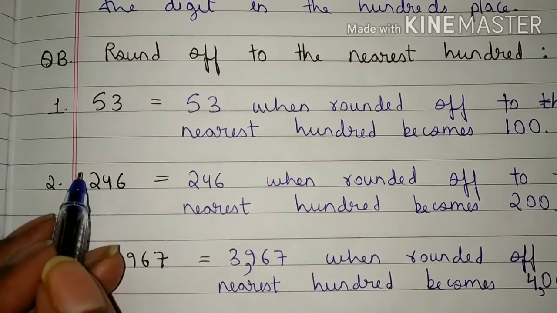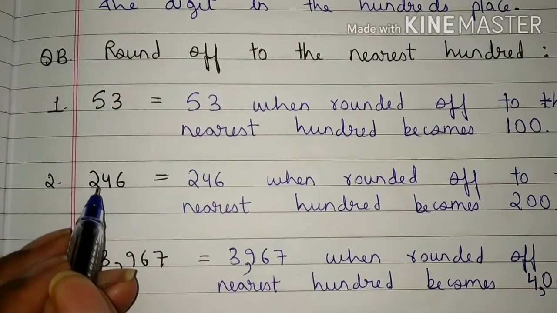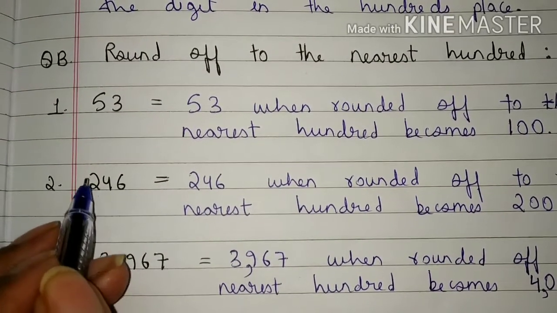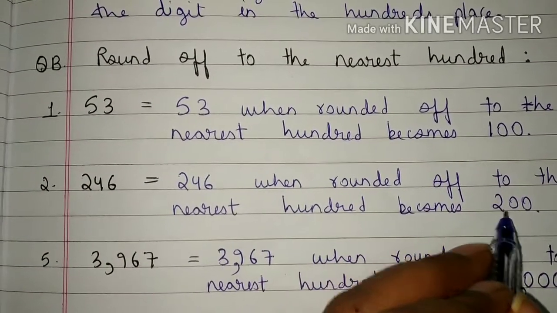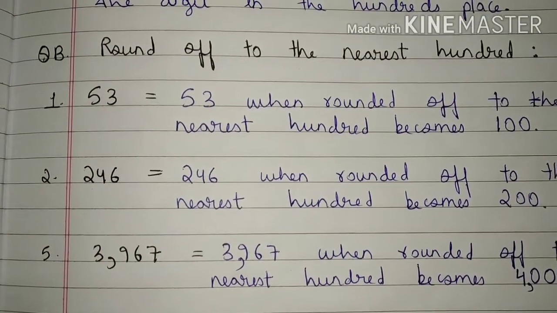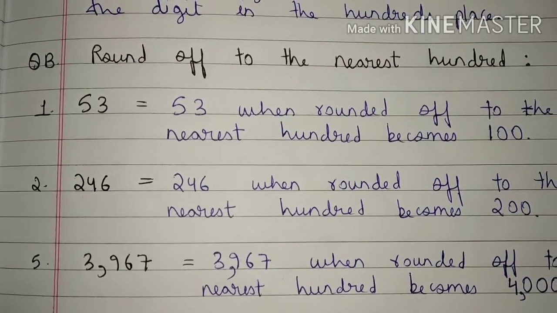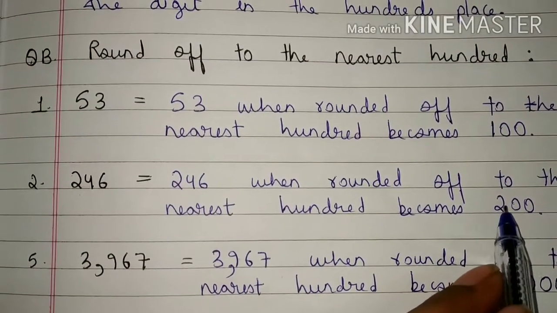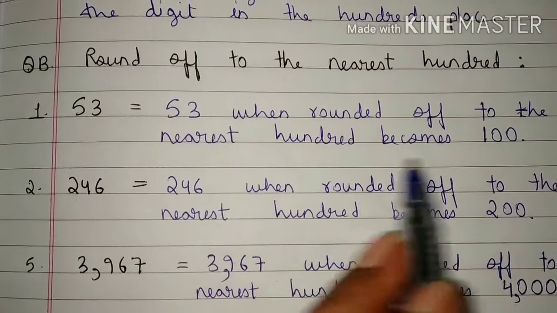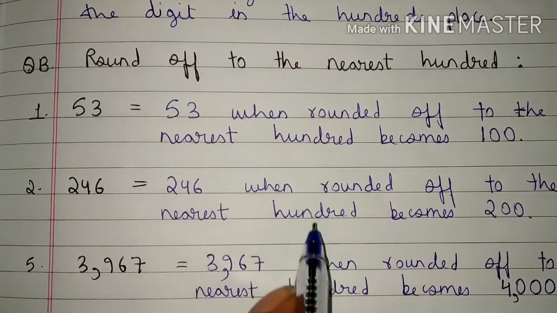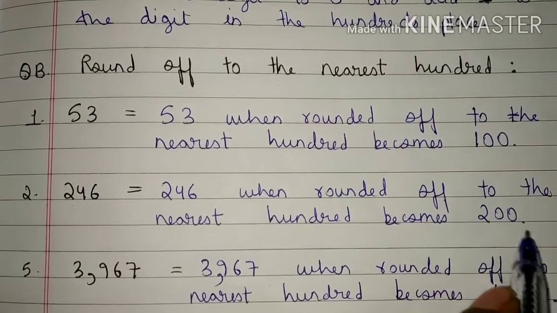Here in the 100 place digit is 2. So students, you will write 2 in the 100 place. You will not change the digit in the 100 place. So students, 246 when rounded off to the nearest 100 becomes 200.